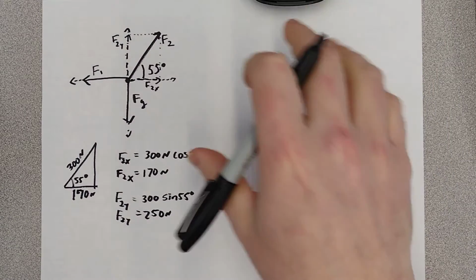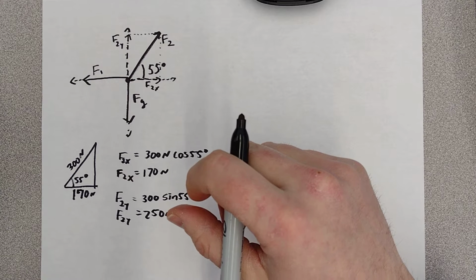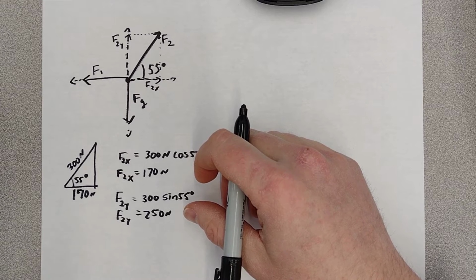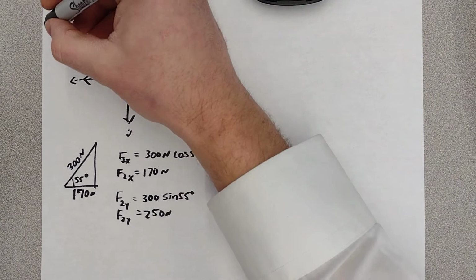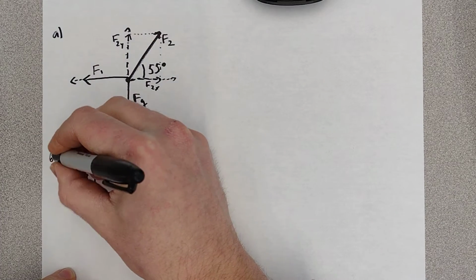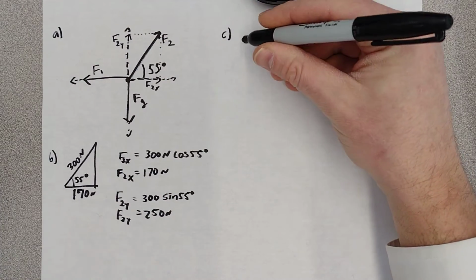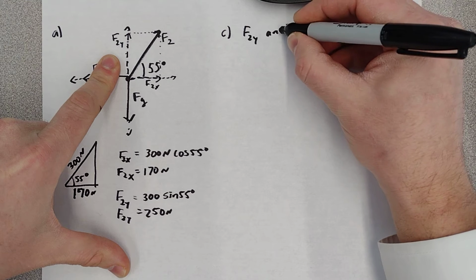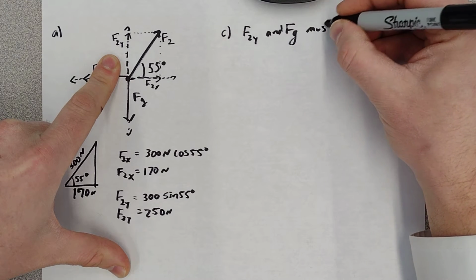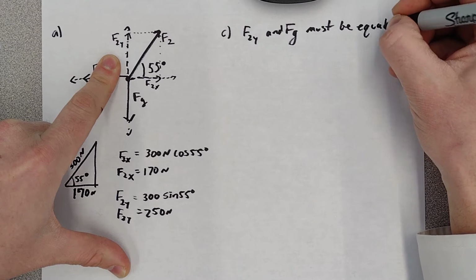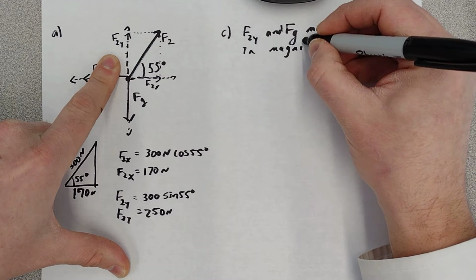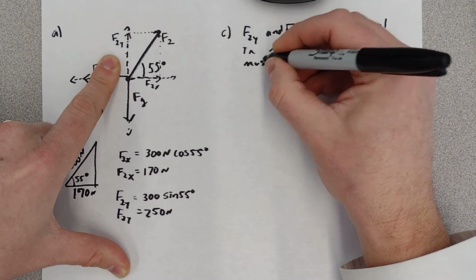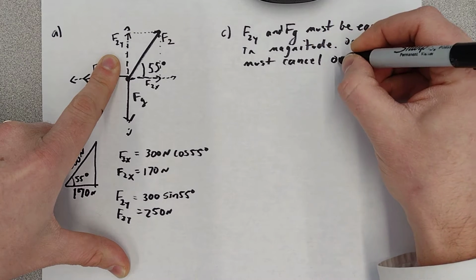So part C says, what forces are balancing out along the y-axis? Write an equation showing how they balance and determine the weight of the hanging box. All right, so I guess I should label these A, B, part C now. In the y-axis, well, F2y and Fg must be equal in magnitude, right? Or they must cancel out, we would say.